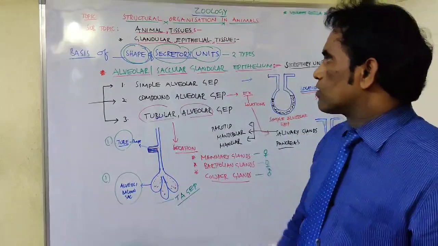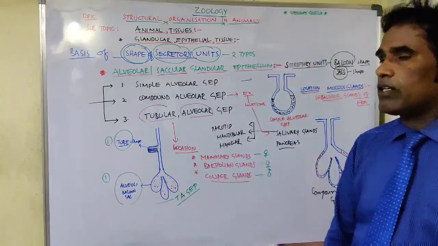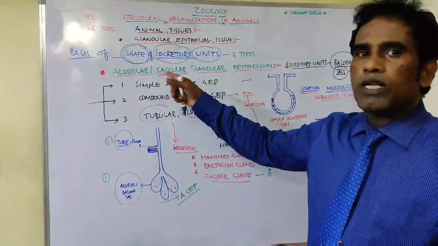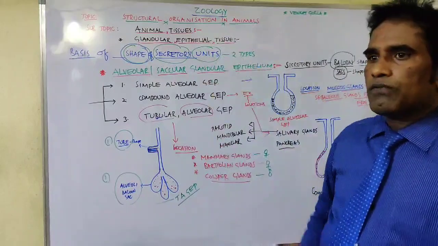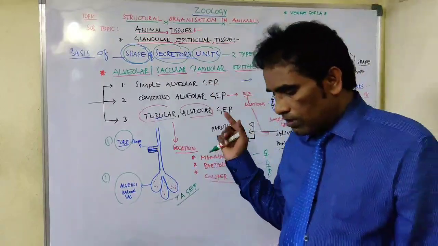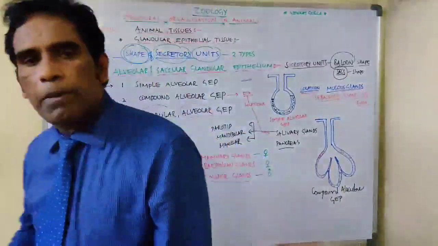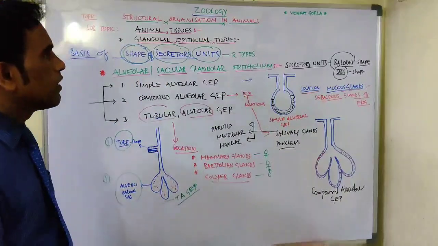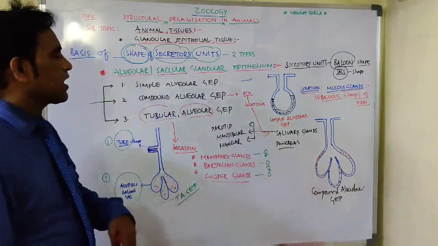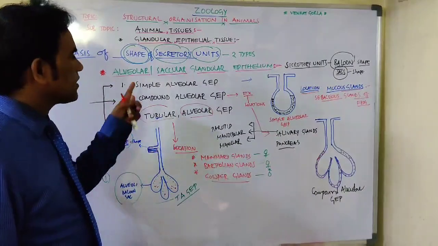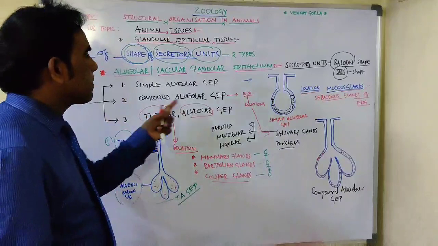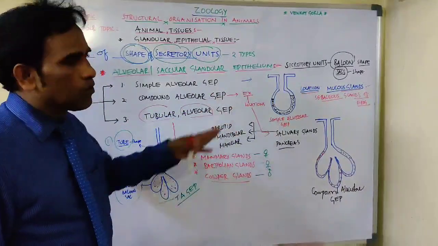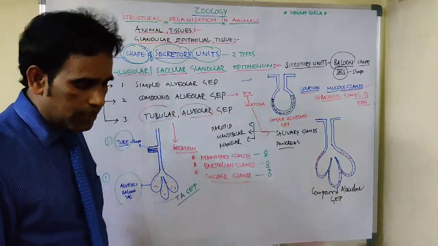So that is about the types of glandular epithelial tissue. Tubular glandular epithelium is of four categories: simple tubular, simple coiled tubular, simple branched tubular, and compound tubular. In the case of alveolar saccular, there are three categories: simple alveolar, compound alveolar, and tubular alveolar glandular epithelium, with the locations. I hope you all understand this.